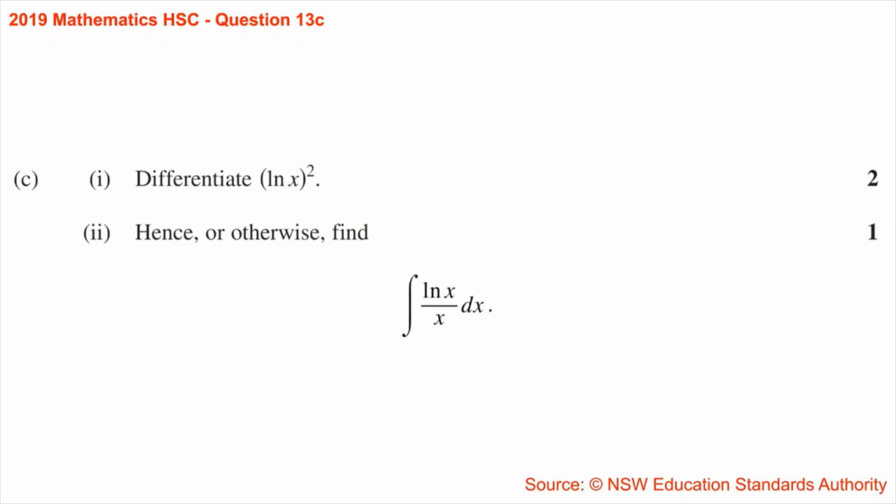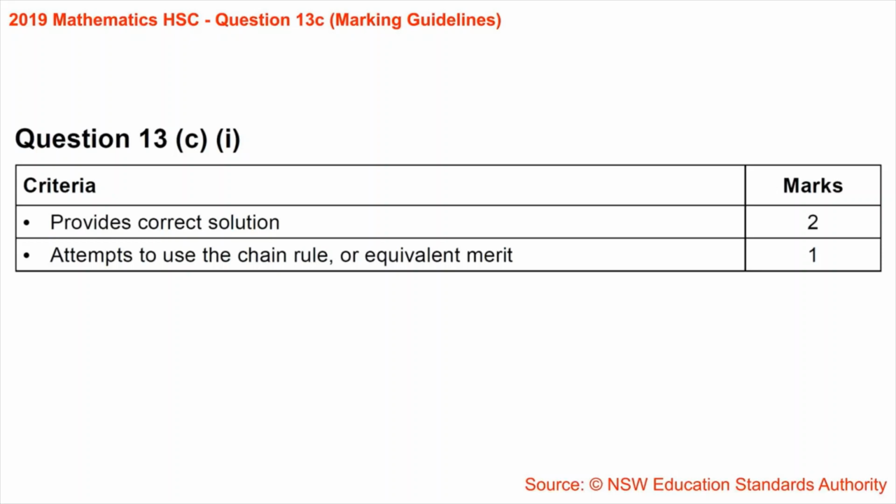Question 13c, Part 1. Differentiate ln x all squared. The following are the marking guidelines for question 13c, Part 1. For 1 mark, we have attempts to use the chain rule or equivalent merit. And for 2 marks, we have provides correct solution.